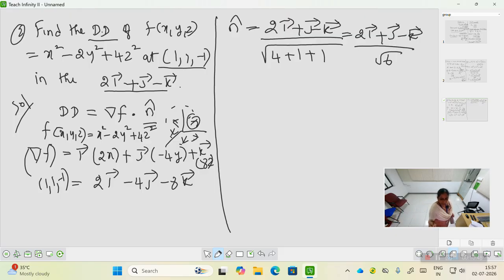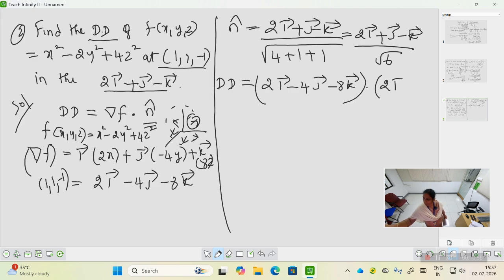Right, this is my n cap. Now I'm going to find the directional derivative. I already know del f, which is nothing but 2i minus 4j minus 8k vector, dot 2i plus j minus k vector, divided by square root of 6.